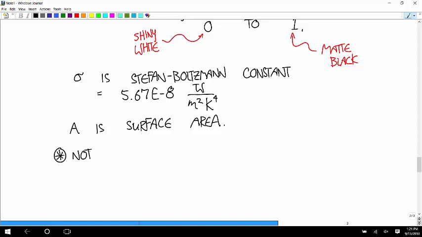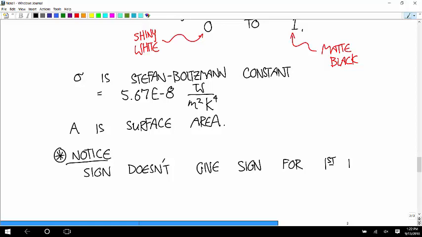And notice again, I'm going to mention this with all three of these because it's important. The sign doesn't give you the sign for the first law. Again, this equation doesn't know anything about what we're isolating as our system. So you have to do that after the fact.